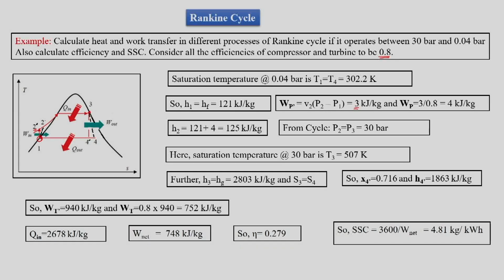Specific steam consumption is 3600 upon W net, and it is 4.81 kg per kilowatt hour. The work ratio is a very important parameter to be noted. It is W net upon WT, and it is 99.4% or 0.994, a huge work ratio for the Rankine cycle.